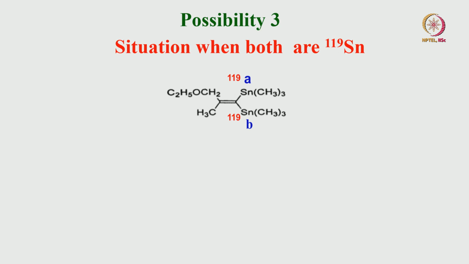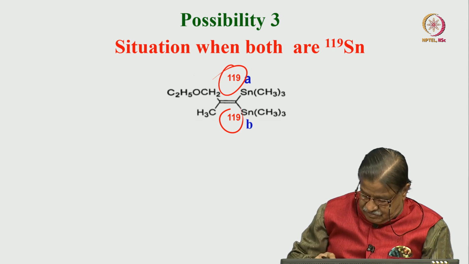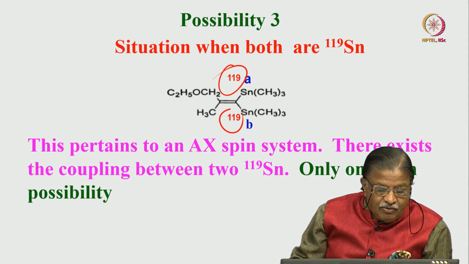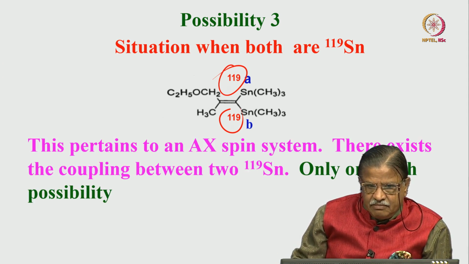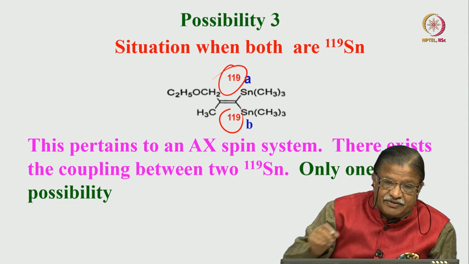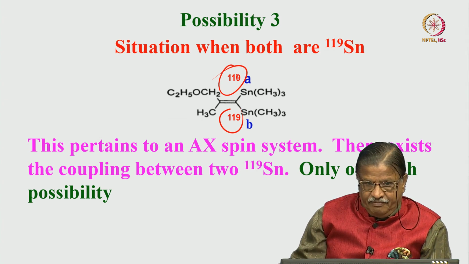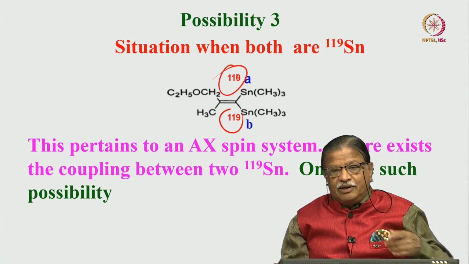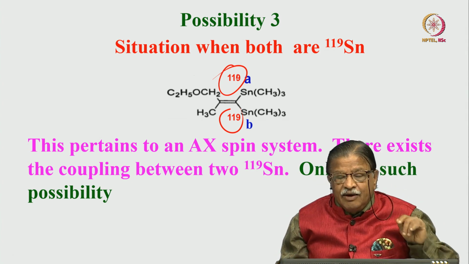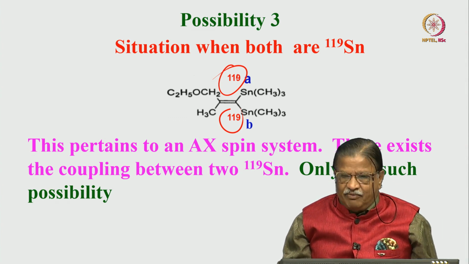Now, what is possibility 3? Both can be 119. Why do we have to take this 117, this 119? Why not both 119? That is a definite possibility, in which case it forms an AX spin system. One AX spin system, and there exists a coupling between this and this. And only one such possibility. So, in possibility 3, both tins could be 119.